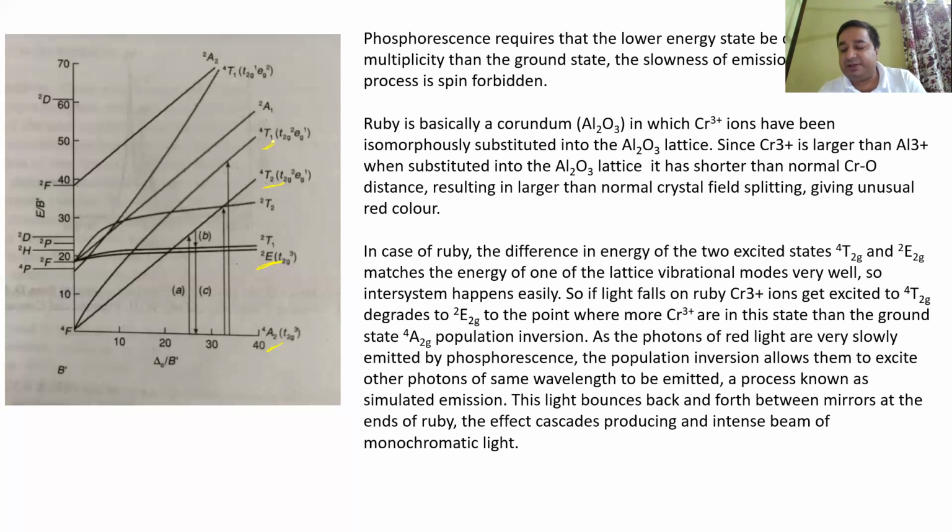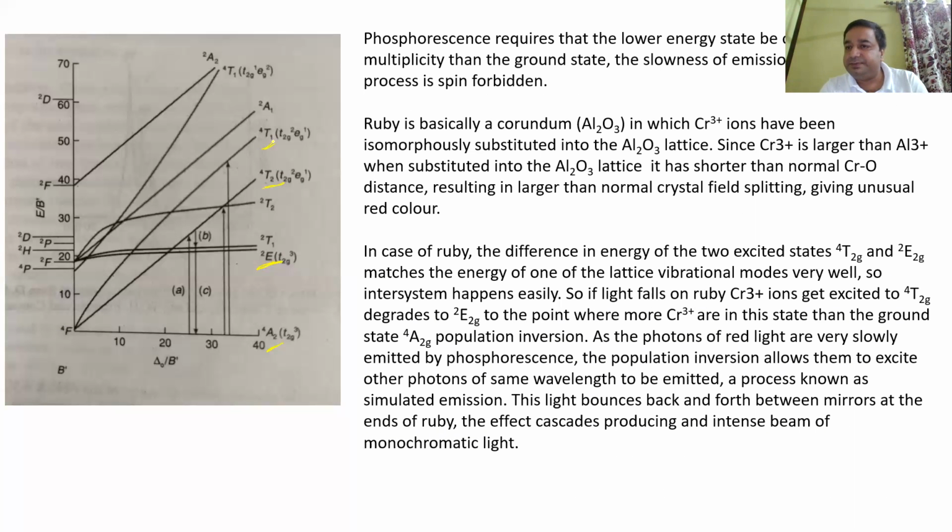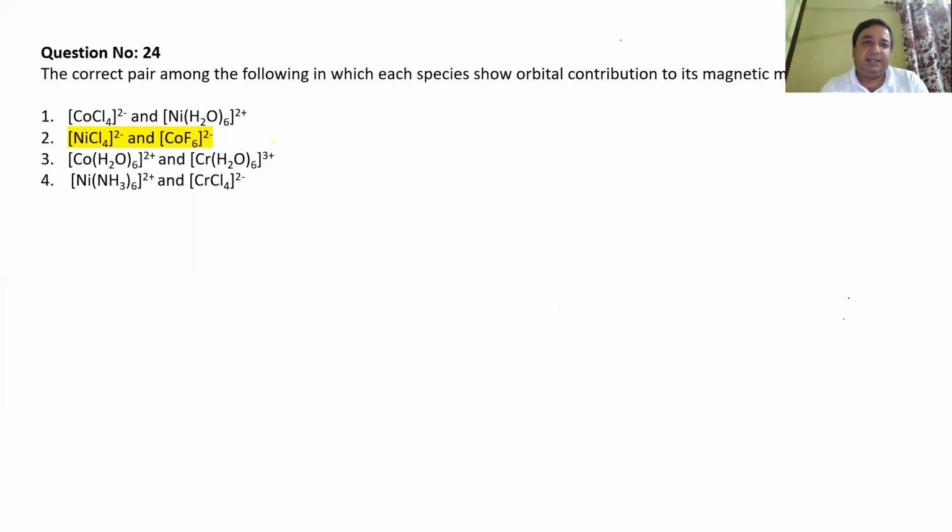So this is what is happening in ruby, and so obviously we will say here C or 3 is our answer. Yeah, 3 is our answer. So the red emission is basically due to phosphorescence. Let's take question number 24.